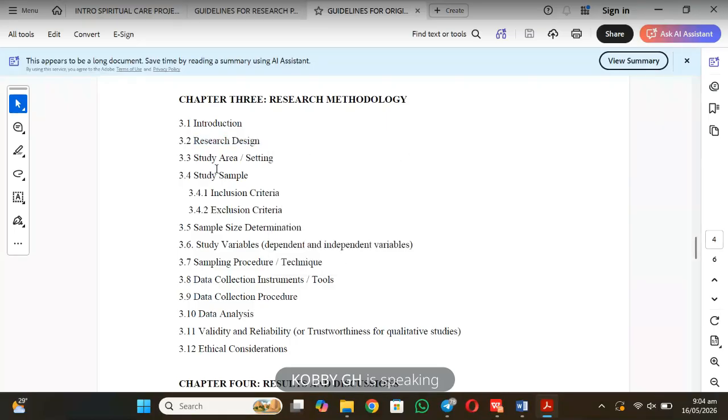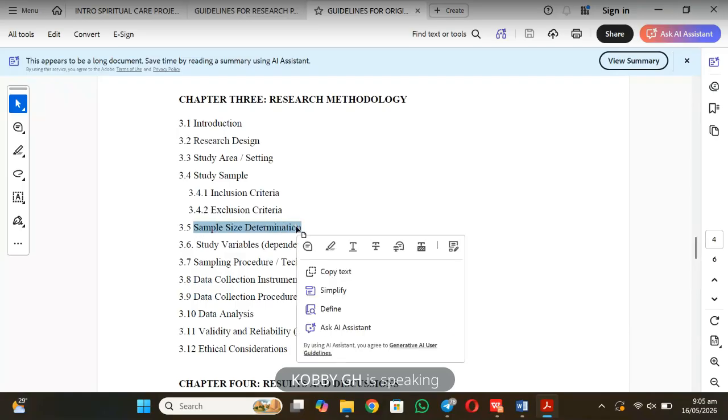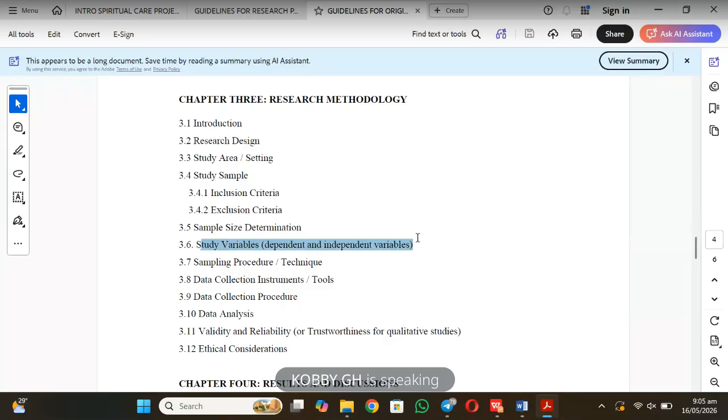That is where we look at the study area, which we have treated already. That is where we look at the study sample, under which we have the inclusion criteria and exclusion criteria, which we have treated already. That is where we look at the sample size determination, which we treated when you were doing statistics, especially for your class. It came in one of your exams. Then we have the study variables, where we have dependent and independent variables.